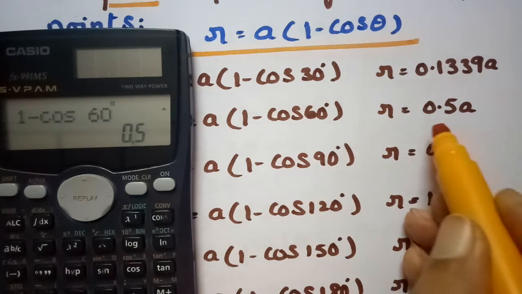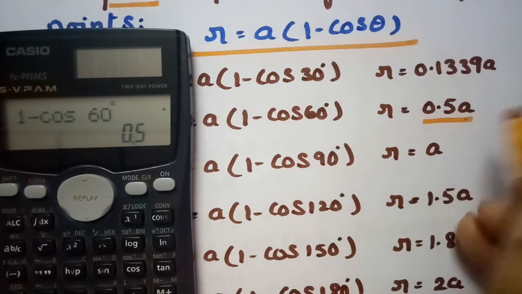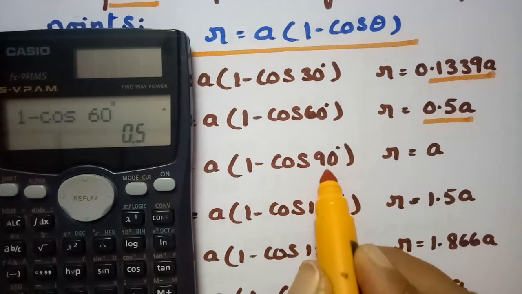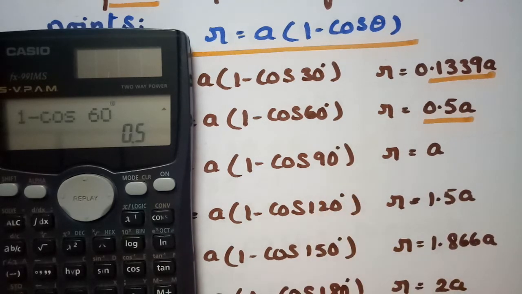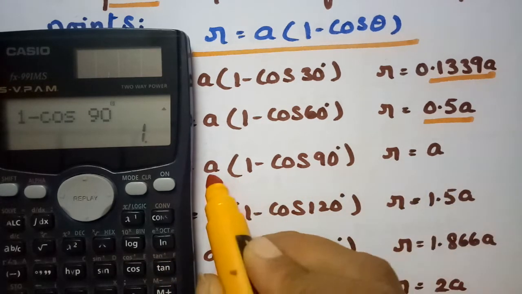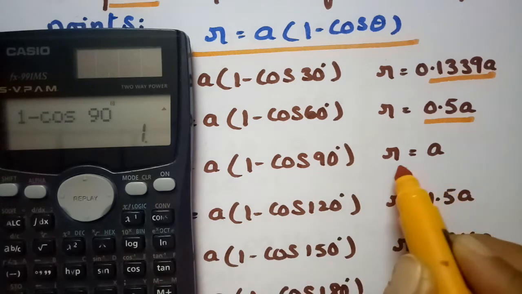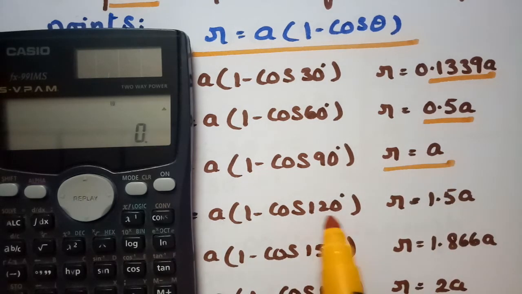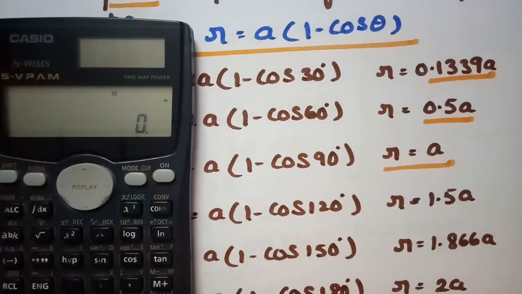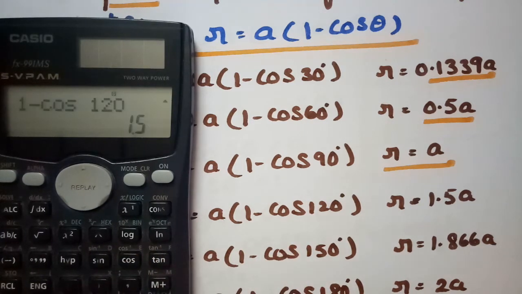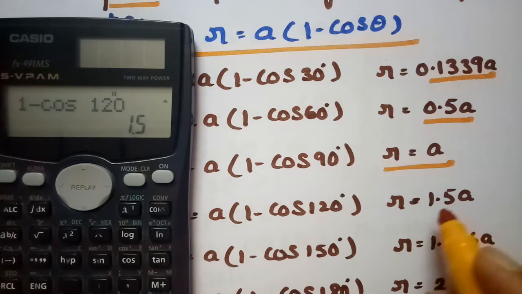The value here is 0.5 into A. And the next one, giving theta value as 90. See here, this is 1 minus cos 90 degrees. So as you know that this is 1, so 1 into A, this value is A. And the next one, giving theta is equal to 120 degrees. So this is 1 minus cos 120 degrees. This is 1.5 into A.